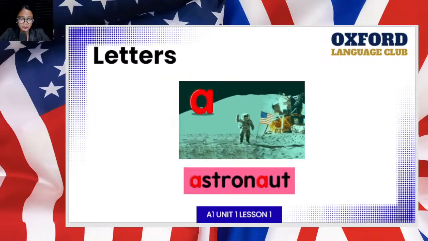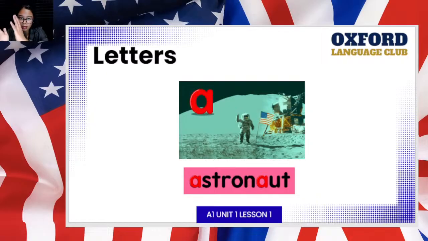That is, yes, that is an astronaut. Let's say it together. Astronaut. Again, astronaut. Can you hear the A at the beginning? Astronaut. Let's break it down. Astronaut. So there are three parts. So there are three syllables.